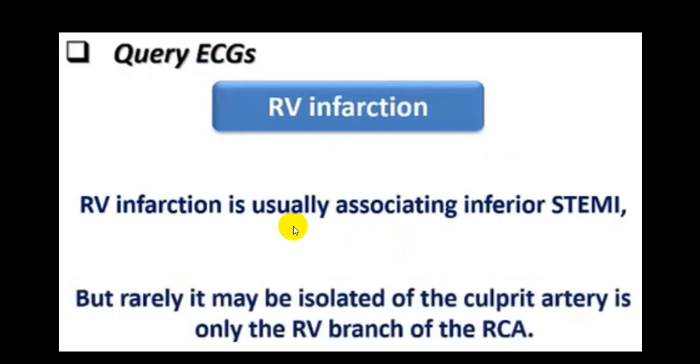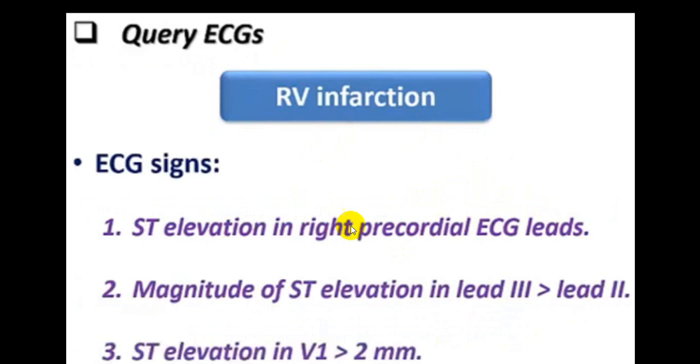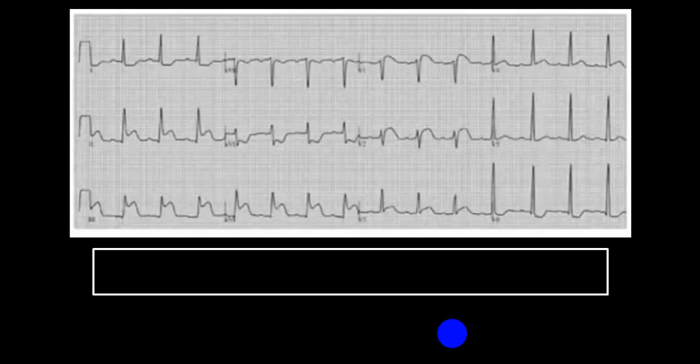So in RVMI, it is usually associated with inferior wall MI. So always in presence of inferior wall AMI, try to rule out RVMI, and it is because of RCA, where you will get ST elevation in right precordial lead, that is V1. ST elevation in lead 3 will be taller than lead 2, and in V1 ST elevation will be more than V2. It may be taller than V2 if there is an ST elevation in V2. So that will be in favor of RVMI.